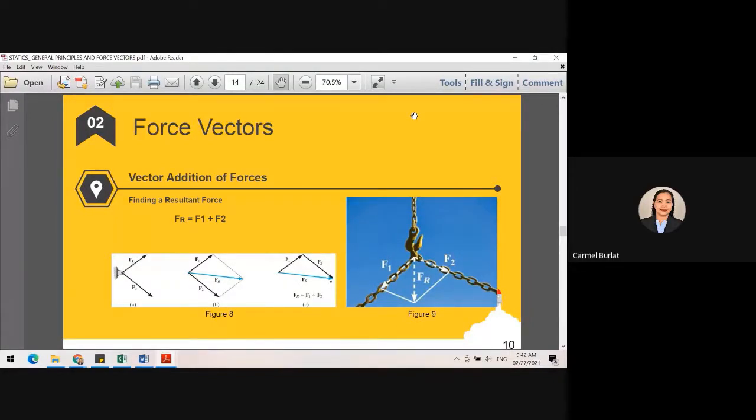So, in this example, you have a chain. So that is F1 and F2. In reality, this is how you can see it. So there is an FR, the resultant vector, which is equal to this one here.